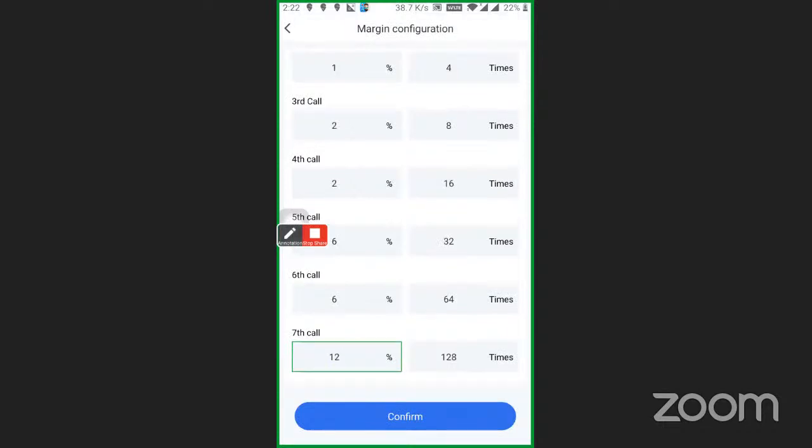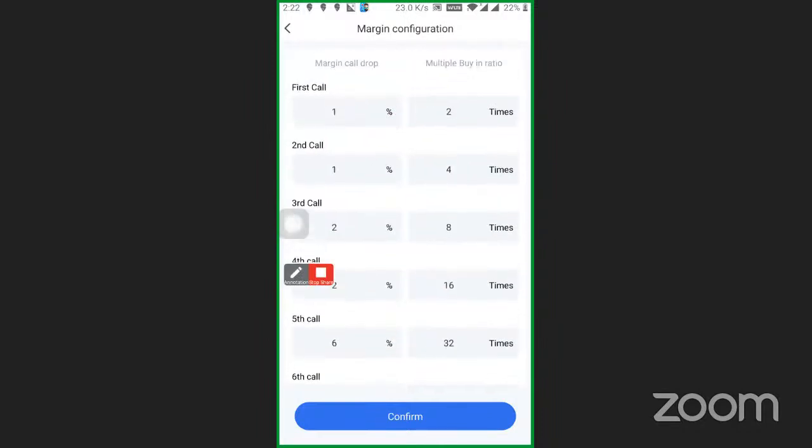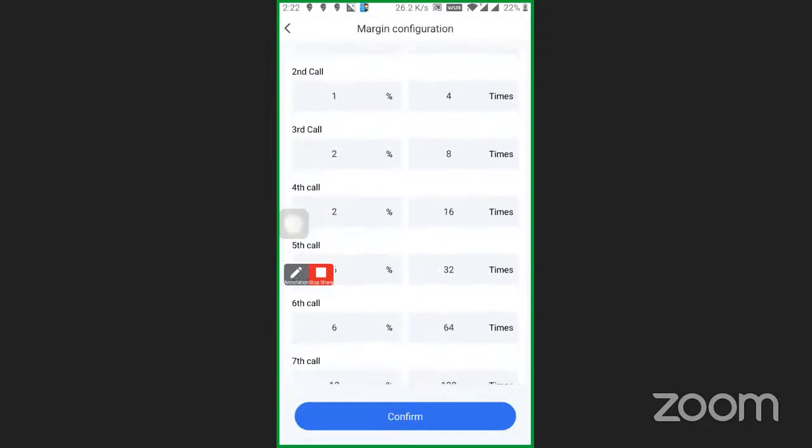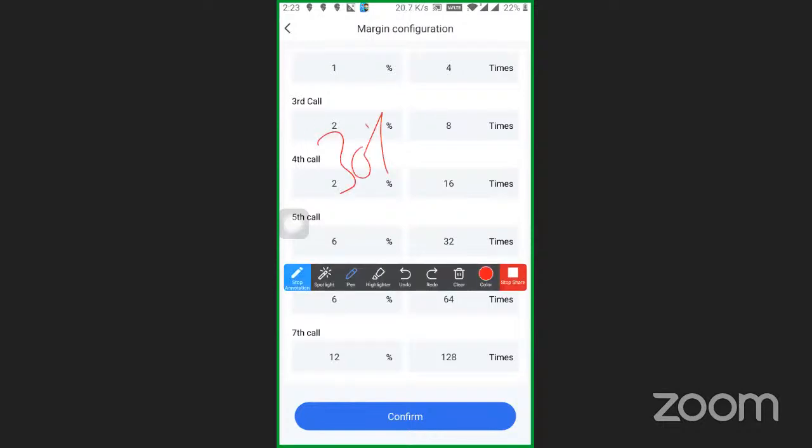So if you go and calculate all these figures, 1 plus 1 is 2, plus 2 is 4, plus 2 is 6, plus 6 is 12, plus 6 is 18, and plus 12 is 30. So in this way, you can cover almost a 30% drop, right?